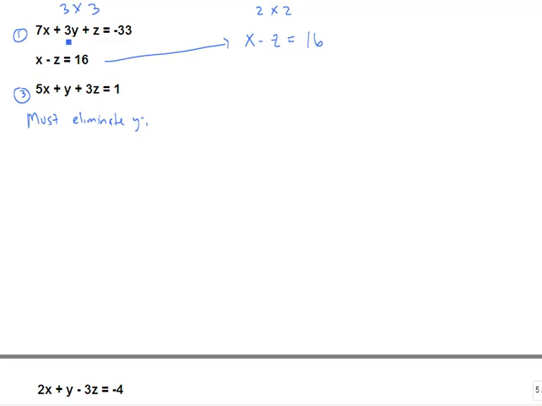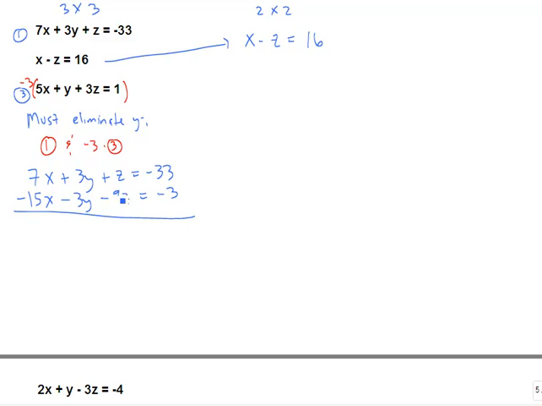In order to do that, I have a 3 up here. I need to get a minus 3 down here. So let's take equation 3 times negative 3. So we're going to do equation 1, and we're going to do negative 3 times equation 3. So let's just recopy equation 1, and then underneath it, we're going to write down what we get when we multiply the third equation through by negative 3. So that's going to give me negative 15x minus 3y minus 9z equals negative 3.